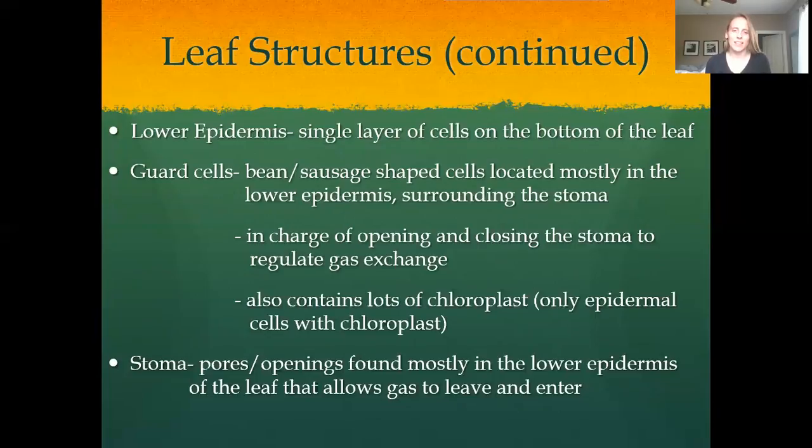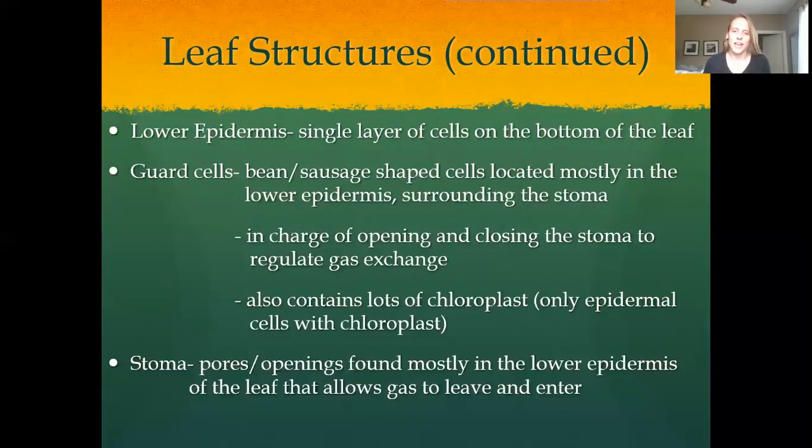And then within that lower epidermis, we have things called guard cells. Guard cells are little kidney bean shaped cells found mostly in the lower epidermis, and they surround something called the stoma, which is just an opening in the lower epidermis. The guard cells are responsible for regulating gas exchange. What that means is that they open or close the stoma, open or close that opening in the bottom of the leaf, to either stop gas exchange or allow gas exchange. So allow gases to go in and out of the leaf or stop them.